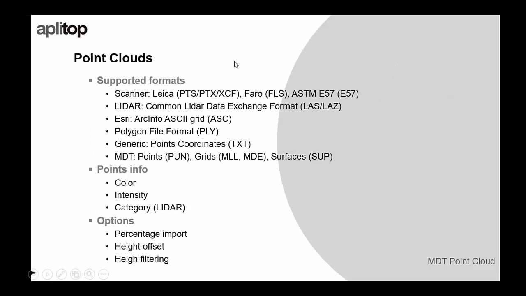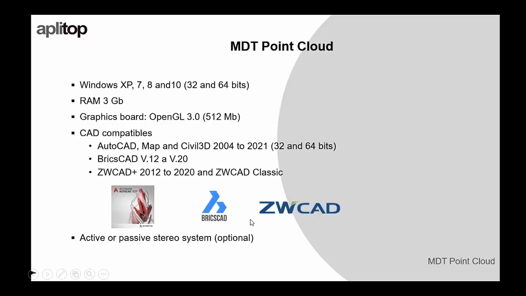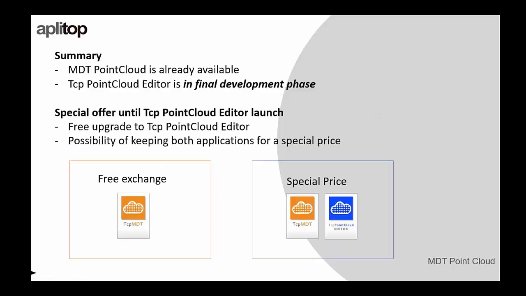Remember that for working with point clouds, we work with Leica scanners, Faro scanners, the generic format E57, and LIDAR formats like LAS, and also Polygon format, and generic format or MDT format. As you have seen, this includes all the point information, color, intensity and category, and some options. The technical need is Windows from XP to 10 in 32 or 64 bits. And it is compatible with BricsCAD, AutoCAD and ZWCAD.